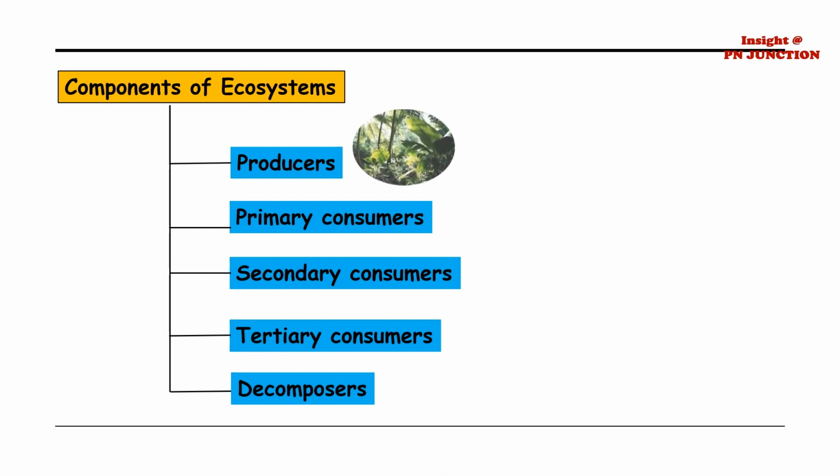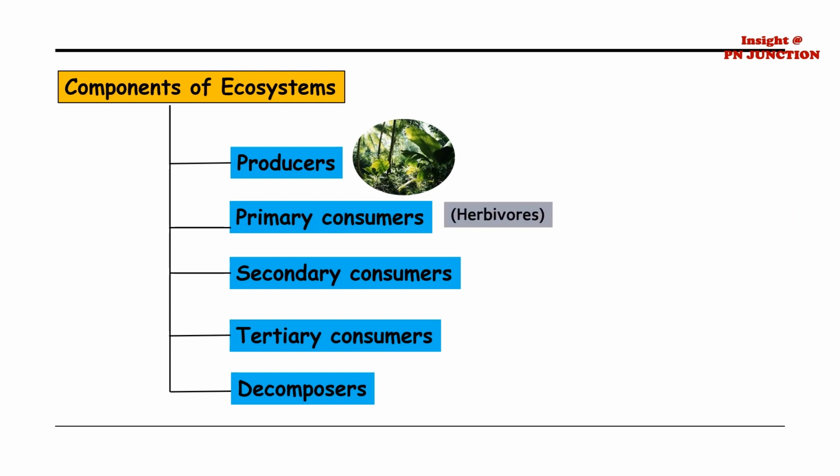Producers are plants which produce their own food using sunlight, water, and carbon dioxide. Next to this come primary consumers, also called herbivores, which feed on producers. Insects, caterpillars, and goats are examples of this category.